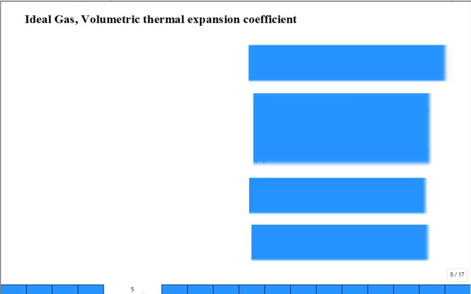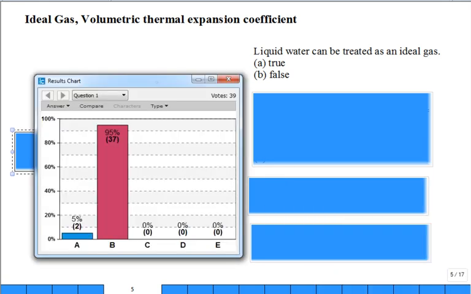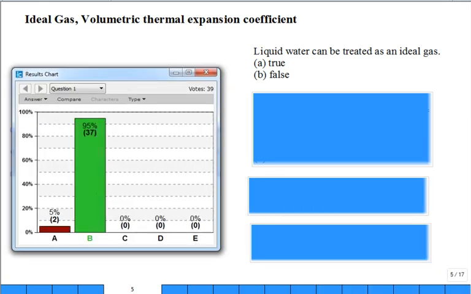Let's ask some questions though. Ready for a clicker question? First clicker question. Liquid water can be treated as an ideal gas. True or false? All right, we'll stop it. And what about liquid water? Incompressible is a very good approximation for liquid water. It's not perfectly incompressible, but it's very much.